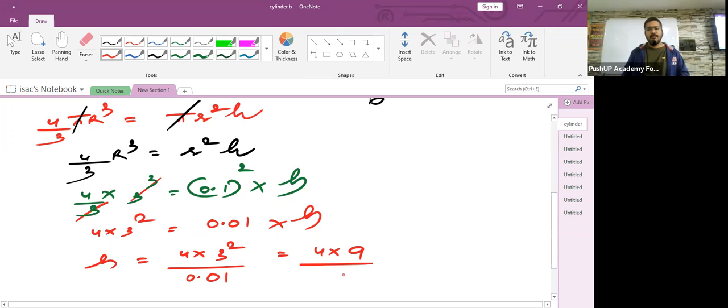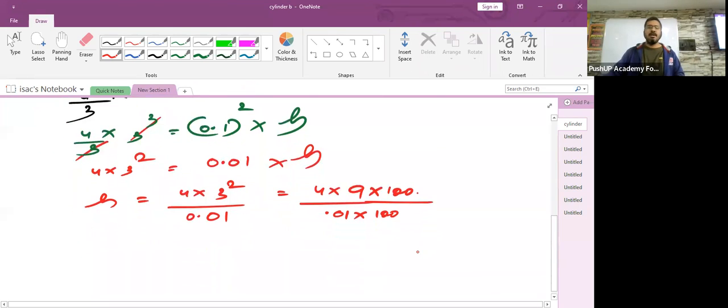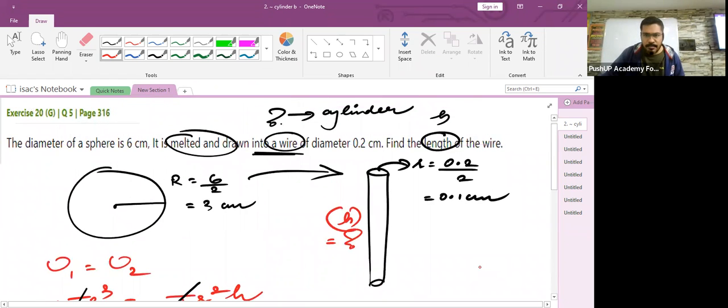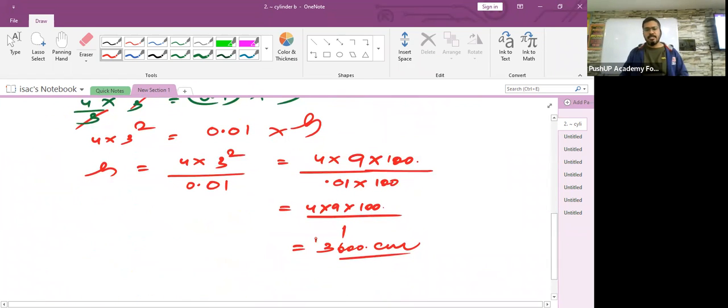Divided by 0.01. If you want to remove those two decimal places, just multiply the numerator and denominator by 100. So 0.01 × 100 in the denominator and 4 × 9 × 100 in the numerator. So this is equal to 4 × 9 × 100 whole divided by 1. 0.01 × 100 is what? 1. So 36 × 100, which is equal to 3600 centimeters. Am I right with the units? Yeah, it's correct. 3600 centimeters.